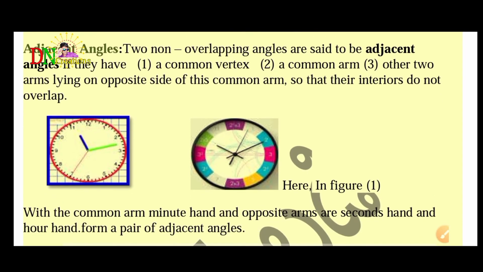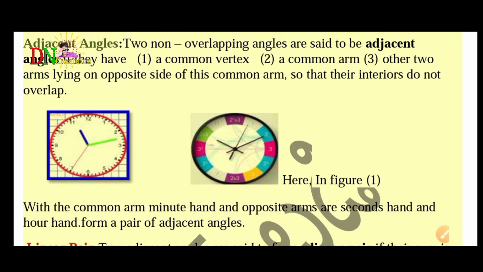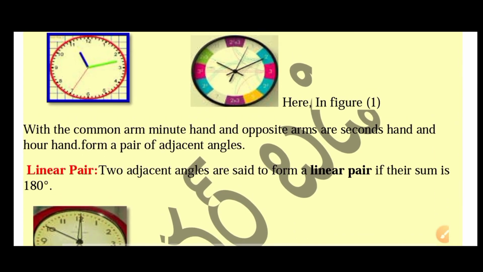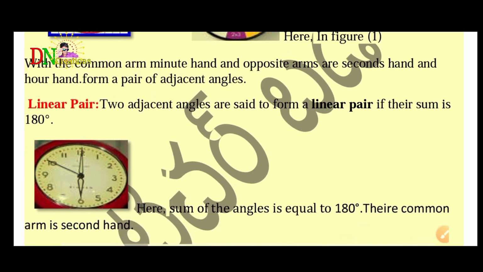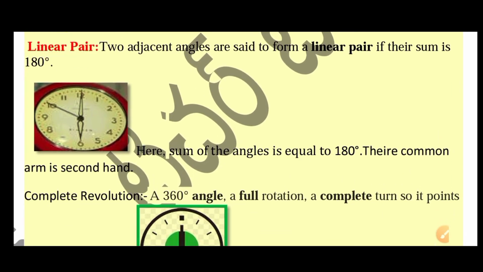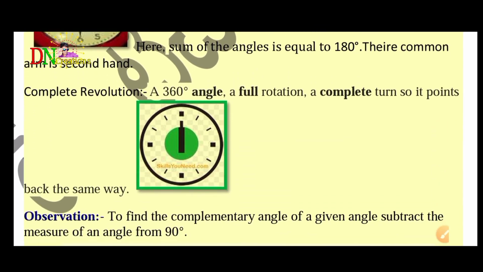Adjacent angles, two non-overlapping angles are said to be adjacent angles if they have 1. A common vertex, 2. A common arm, 3. The other two arms lying on opposite sides of this common arm, so that their interiors do not overlap. Here, in figure 1, with the common arm minute hand and opposite arms second hand and hour hand, form a pair of adjacent angles. Linear pair, two adjacent angles are said to form a linear pair if their sum is 180 degrees. Here, the sum of the angles is equal to 180 degrees, their common arm is the second hand.